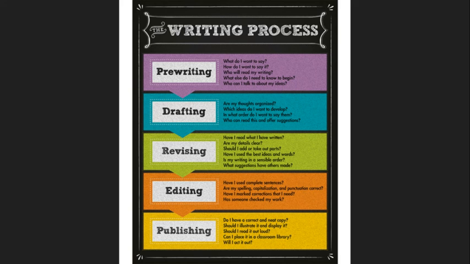In your initial draft, you're kind of thinking to yourself, are these organized? What ideas do I want to develop as I'm writing them down? What kind of order do I want to say them? Right? That's a very important question to ask yourself, particularly when we're writing a narrative such as this. And again, who can read this and offer me some suggestions? Take advantage of that when you can. And we'll be talking about that a little bit more, the peer revision aspect of the writing process.